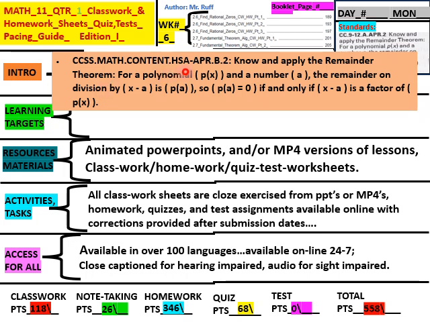Here is a new twist now on A.APR.2, which is HSA.APR.B.2, know and apply the remainder theorem for a polynomial p of x and a number a. The remainder on division by x minus a is p of a, so p of a equals 0 if and only if x minus a is a factor of p of x.